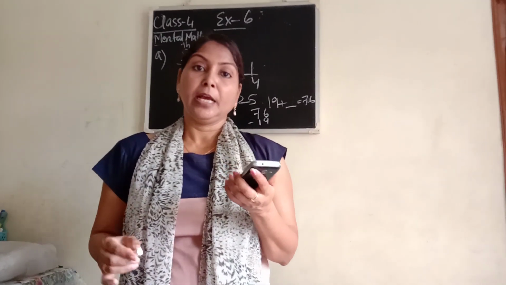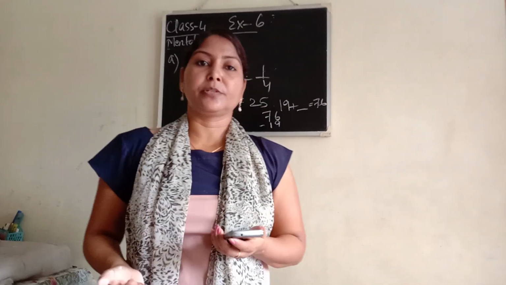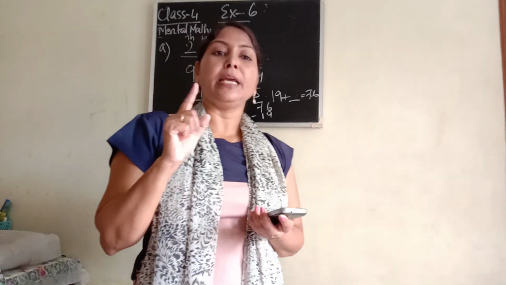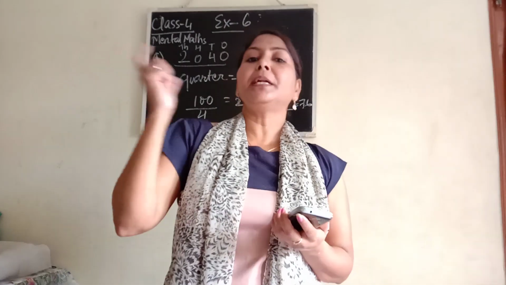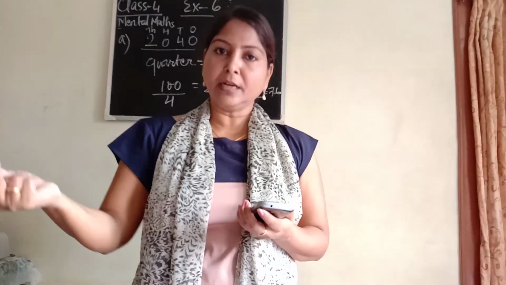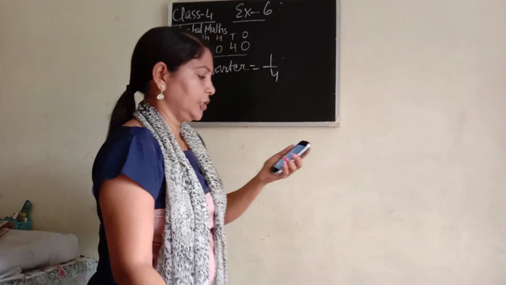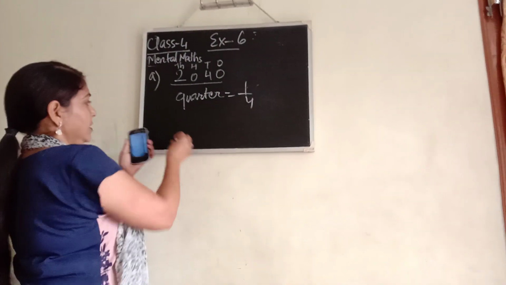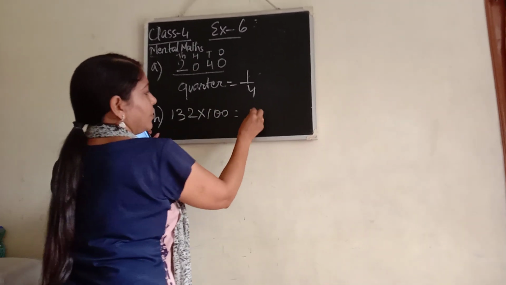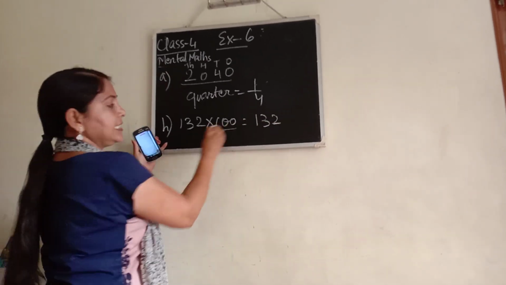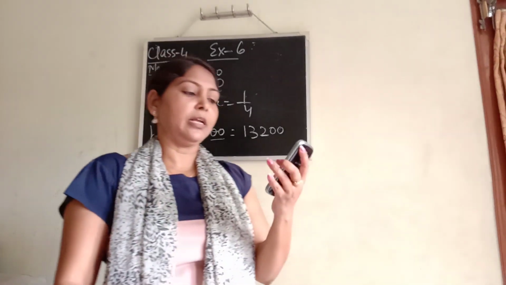132 into 100. Now when you multiply any number by 10, 100, 1000, what happens? In that case, if you are multiplying by 10, then you add 1 zero to that number. If you are multiplying by 100, then you add 2 zeros at the right side. So it will be like this. In question number H, it is 132 multiplied by 100, and since it is 100, you will add 2 zeros. You need not do the full multiplication.